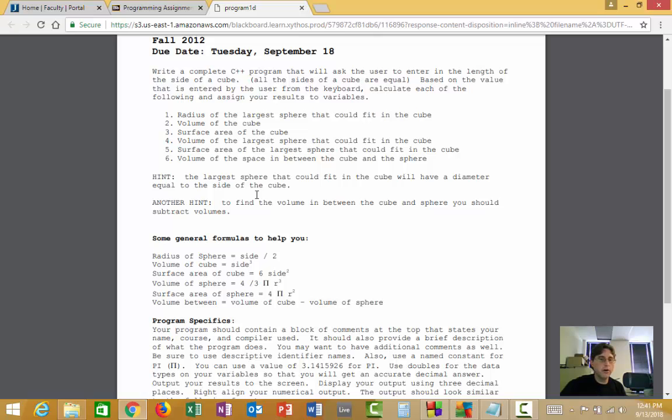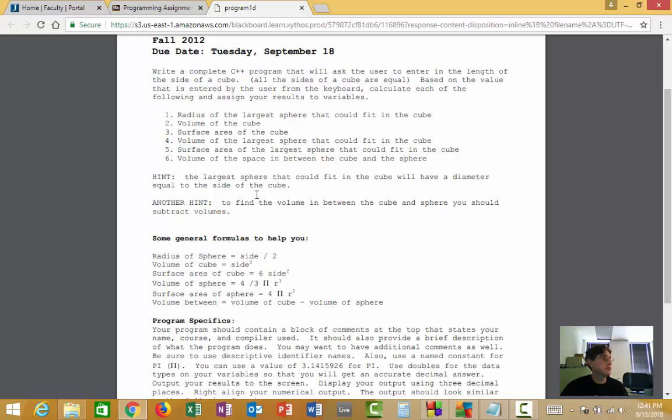And then how about this one? The volume of space in between the cube and the sphere. So in other words, if you were to fill this thing up with water, how much water would be required, or what would the volume of that be? Okay? And so you can calculate that. That's not that hard because you've already calculated the volume of the cube at that point and the volume of the sphere. So just subtract the volume of the sphere from the volume of the cube, and that'll give you the volume between.